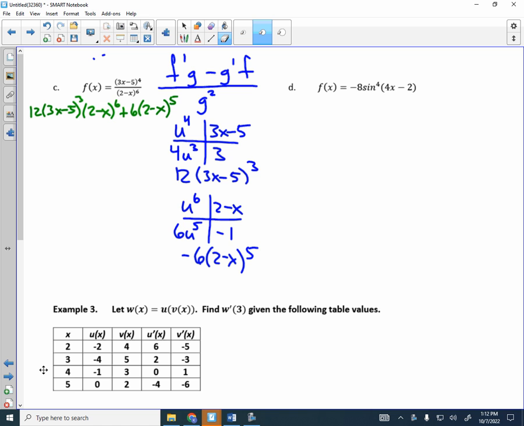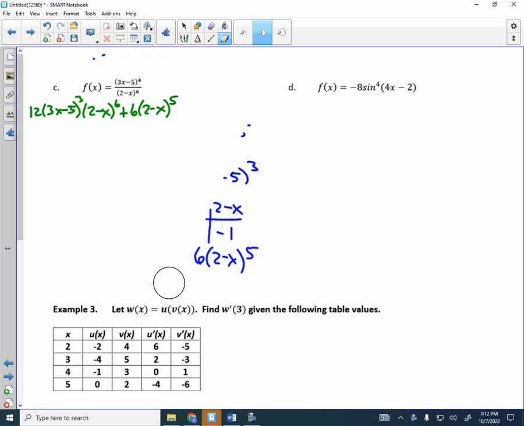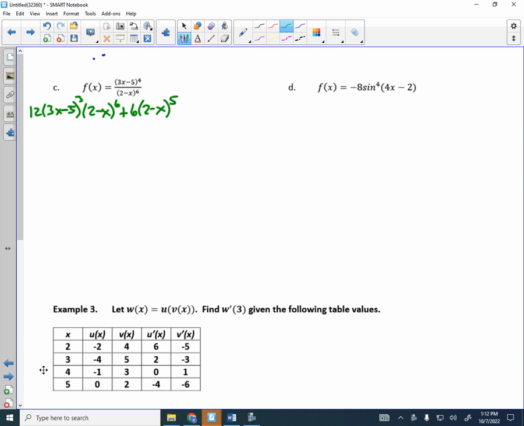Can I erase, folks? Okay, thank you. And then what comes after that? 3x minus 5 raised to the 6th. Good. What? No. Raised to the 4th. All over, what do I have in the denominator? 2 minus x to the 12th.